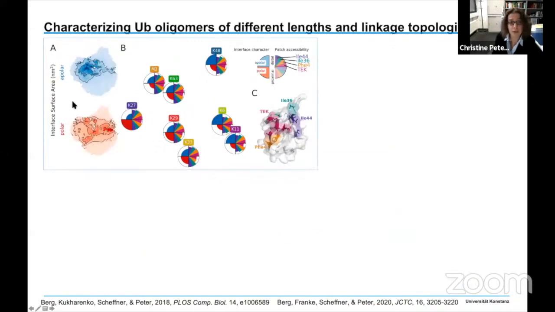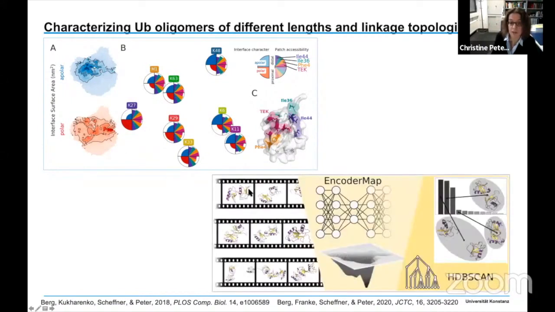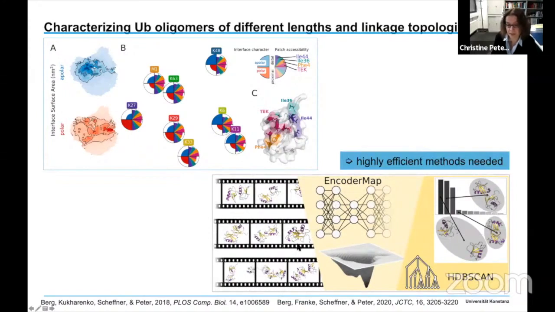What we have been doing with this is analyzing how ubiquitin dimers can be characterized depending on their linkage topology, etc. So I won't go into details here. We have also been extending this to triubiquitin and to massive data sets. And one thing that we encountered there is that we needed highly efficient methods to process the amount of data.